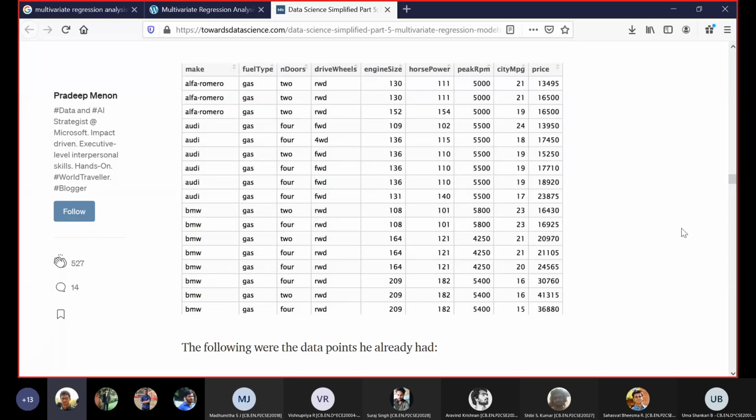Excuse me, ma'am. Yes? I feel city mileage will be dependent on everything except for the number of doors. Okay. Yes. Definitely the mileage would be dependent on horsepower, engine size, the driving wheels, type of the fuel, of course, and peak RPM. Okay, good.